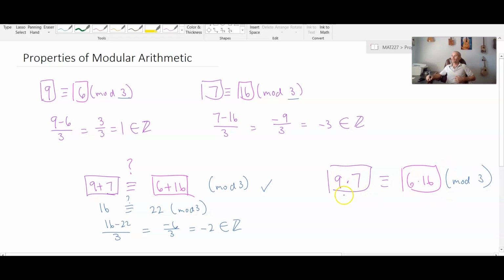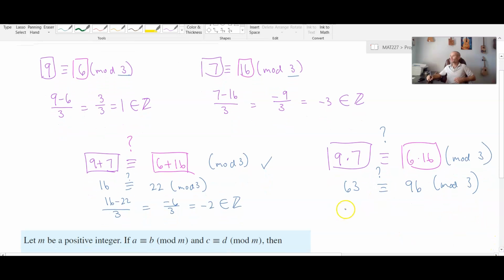Well, let's see, 9 times 7 is 63, and I'll put a question mark above here again to say, is that congruent to 6 times 16? Well, that's going to be 32, 64, 96 mod 3. Again, I'll put a question mark above here to say, is that true? And 63 minus 96, if I take that and try to divide that by 3, 63 minus 96 is negative 33.